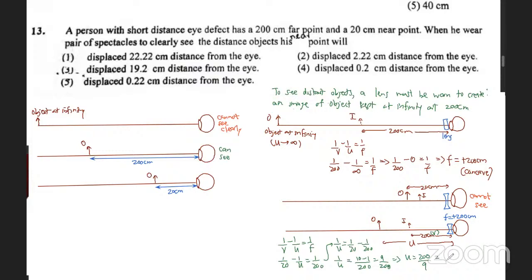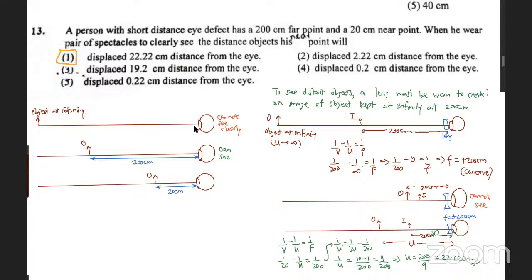Anyone who divided this and got the answer? Was it 22.22 or something? 22.22 centimeter. I'm getting that first. Anyone else who got the first answer? Right. So the purpose of this lens is to see distant objects. If you want to see near objects, don't use this lens. That's the idea behind this.